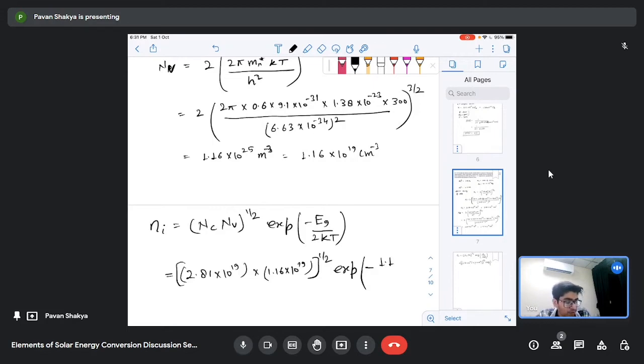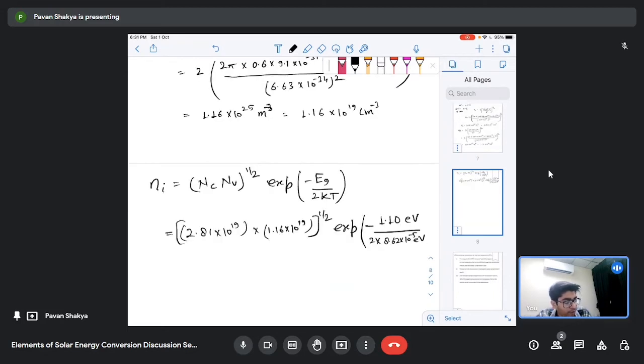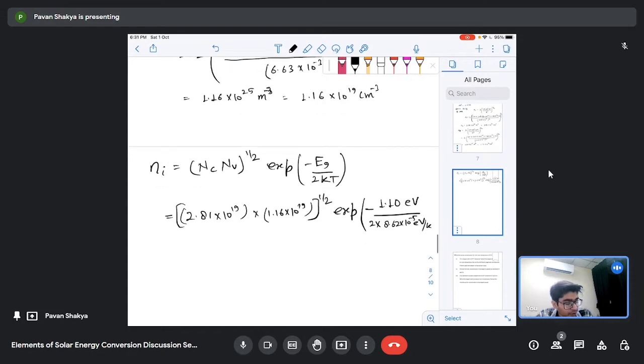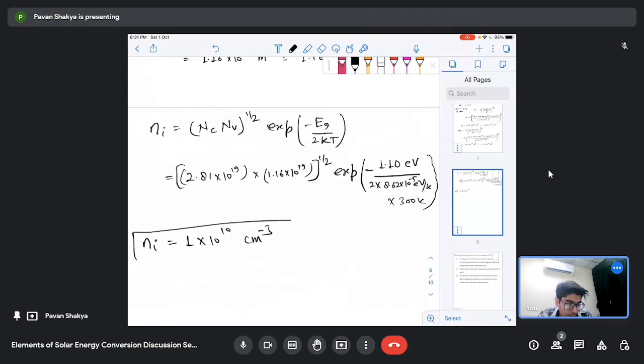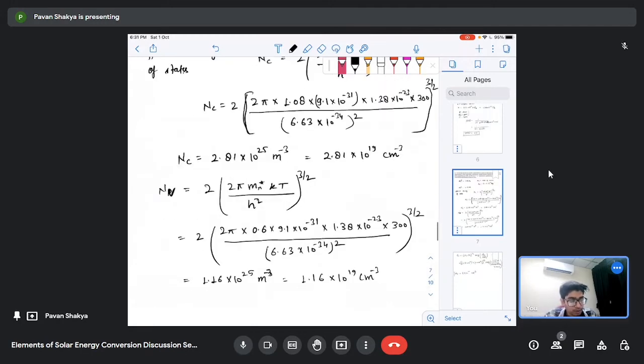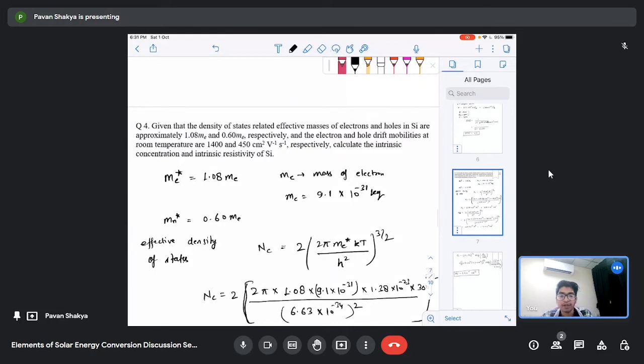The Eg value is 1.10 electron volt, and this k value I am writing as 8.62 into 10 to the power minus 5, in electron volt per Kelvin, and then I write the temperature, that is 300 Kelvin. So in the bracket term, all the units cancel out and this comes out as a number. So this Ni will come out as 1 into 10 to the power 10 per centimeter cube. That has been asked in the problem: calculate the intrinsic concentration, that is Ni.